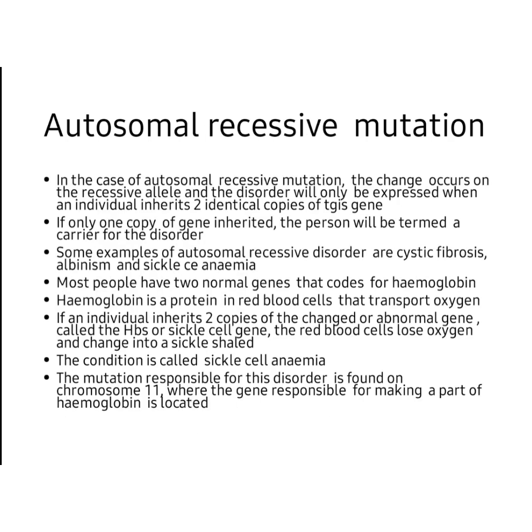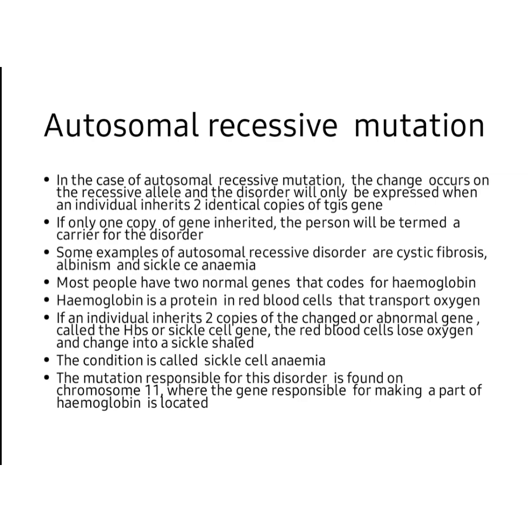Autosomal recessive mutation. In the case of autosomal recessive mutation, the change occurs on the recessive allele, and the disorder will only be expressed when an individual inherits 2 identical copies of this gene. If only 1 copy of the gene is inherited, the person will be termed a carrier for the disorder. Some examples of autosomal recessive disorders are cystic fibrosis, albinism, and sickle cell anemia.